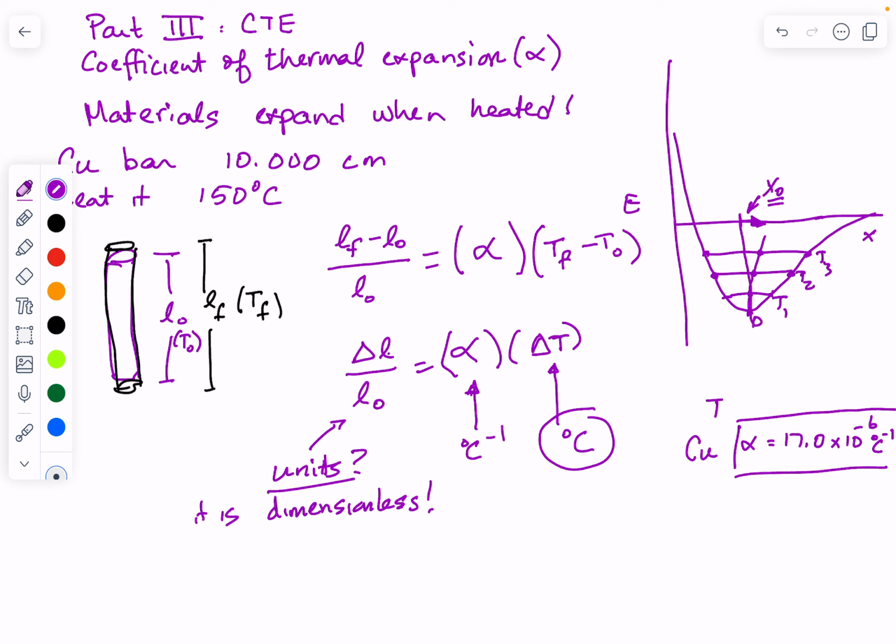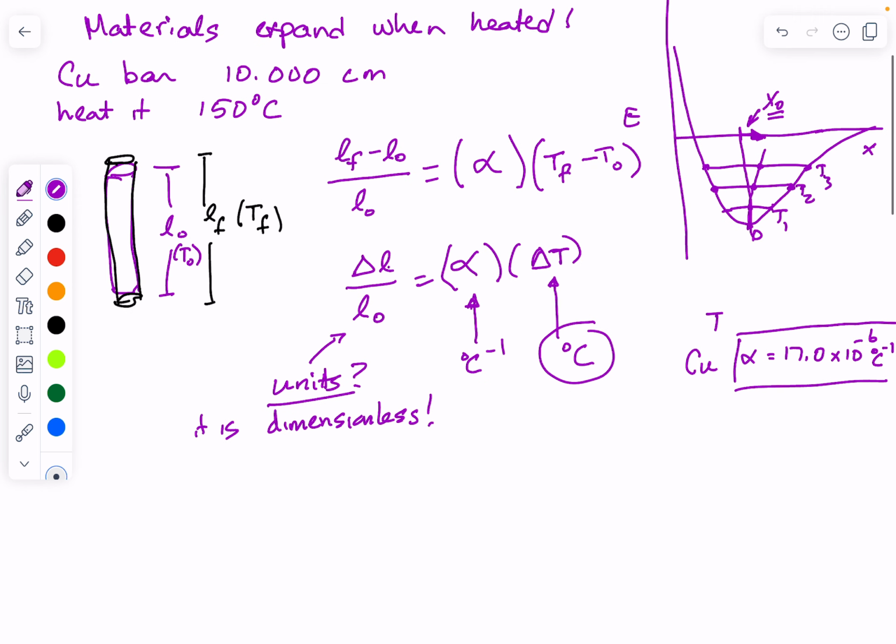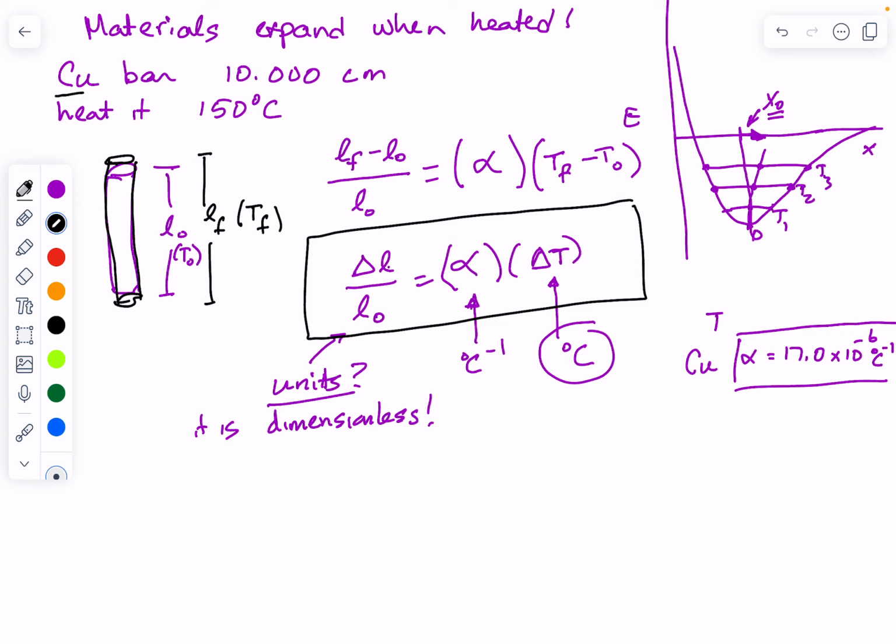All right, so we have an equation. We ought to be able to do this calculation now for copper, and let's finish off this discussion by applying this new equation that we have. So I'm going to put a box around the equation I'm going to be working on. We already have a box around our alpha. So we have our original length, this is equal to L naught. We have our delta T, because it was heated up by 150 degrees C.